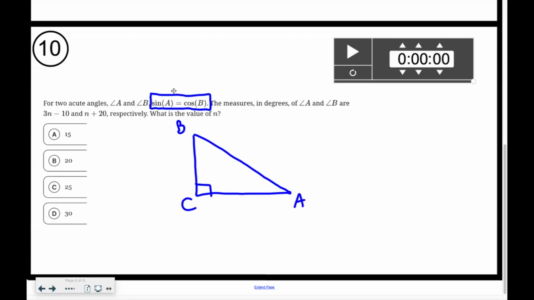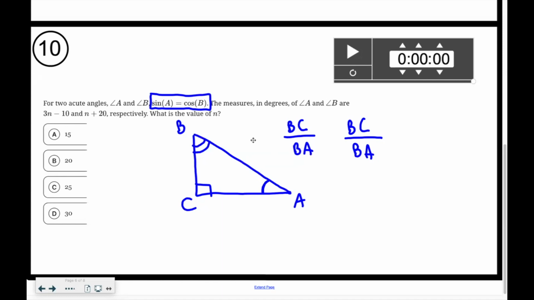So if I think about what the sine of A is, that's going to be the opposite, which I'm going to call BC, over the hypotenuse, which I'll call BA. So opposite over hypotenuse. And then if I look at the cosine of B, I'm switching to this angle. And cosine is adjacent over hypotenuse. But now from B's perspective, the adjacent is BC, and the hypotenuse is still BA.